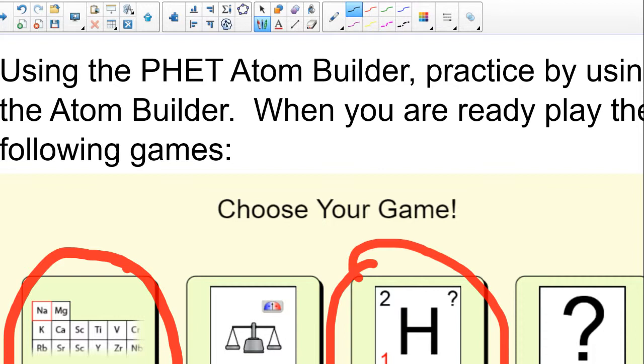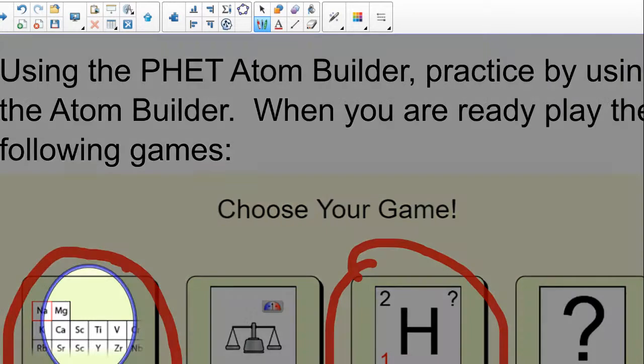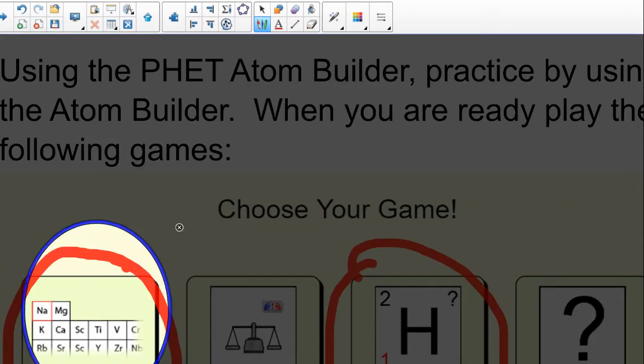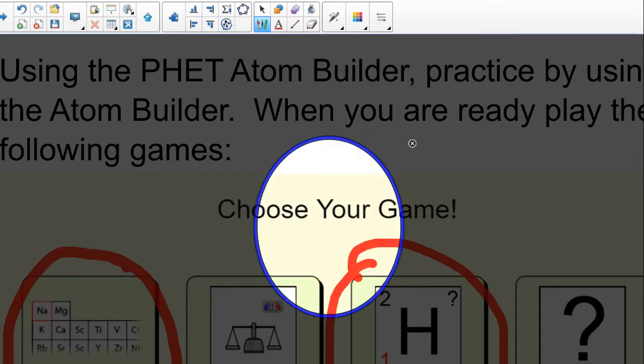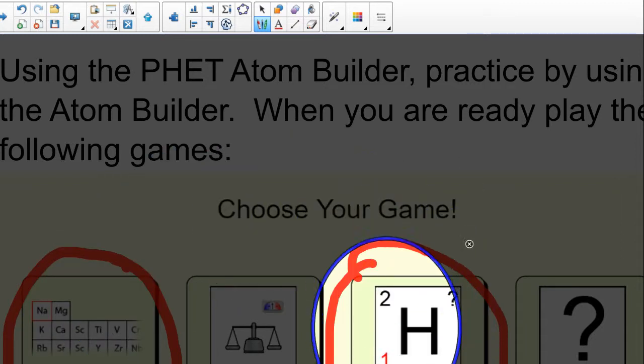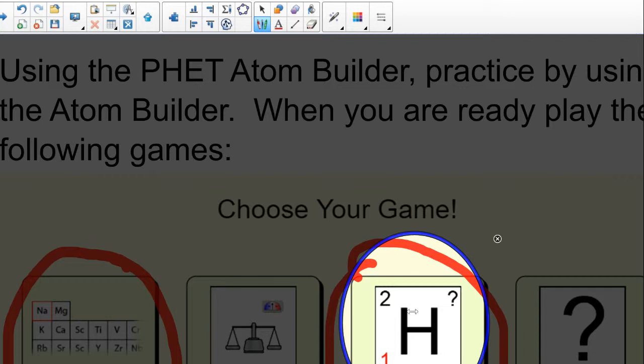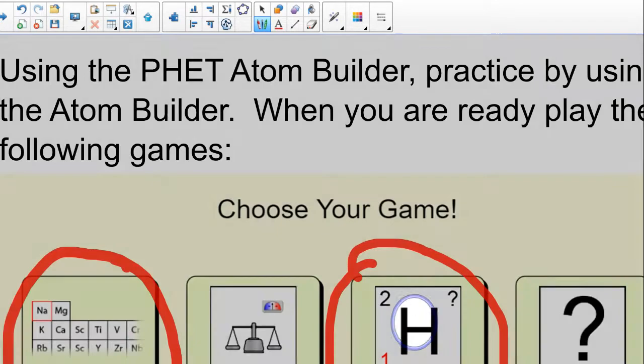When you think you're ready, I want you to play the 2 following games. So I want you to play this first one, which is basically they will give you an element, you need to build it, or they'll give you pieces of it and you have to build it. And the other one is they will give you the Bohr diagram and they want you to complete the information on the cell.